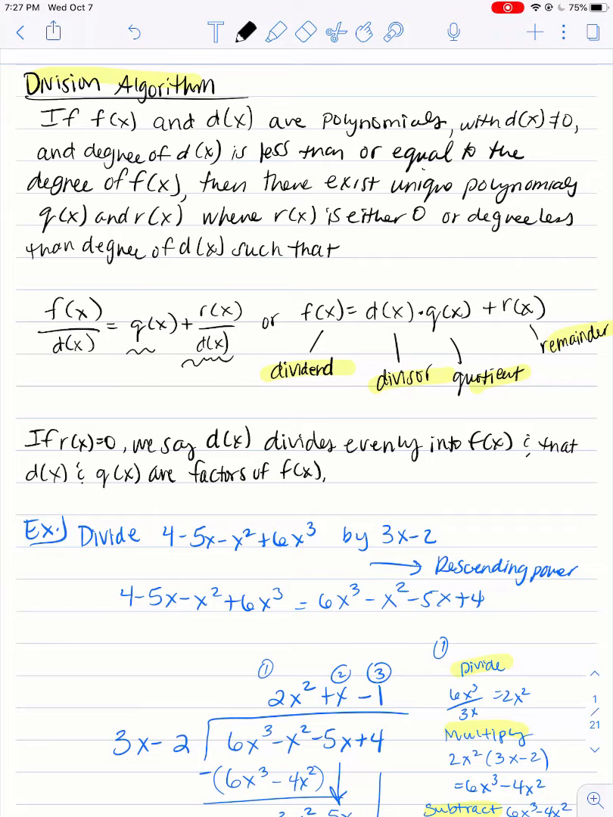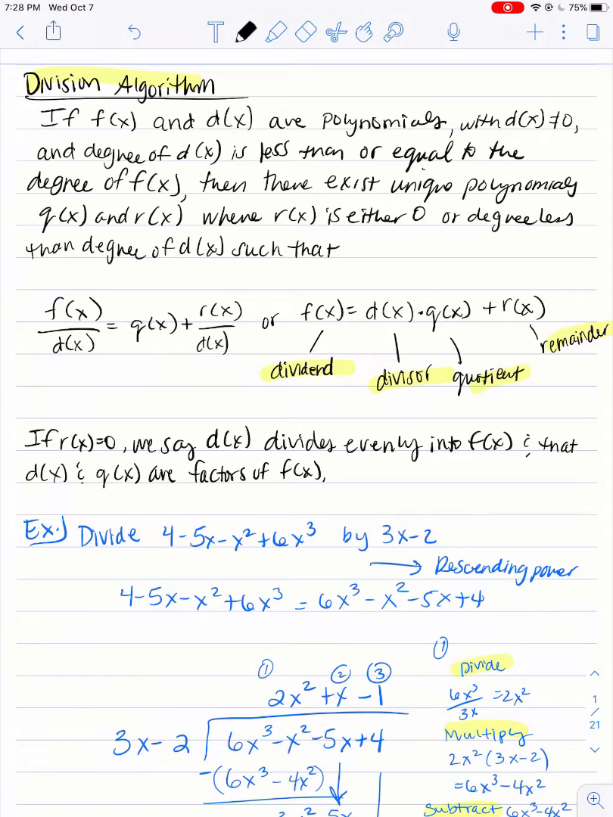Or we could think about this as f of x equals d of x times q of x, plus r of x, our remainder. These are equivalent because we can essentially multiply both sides by d of x, and then we would cancel the d of x, and q of x would be multiplied by d of x.